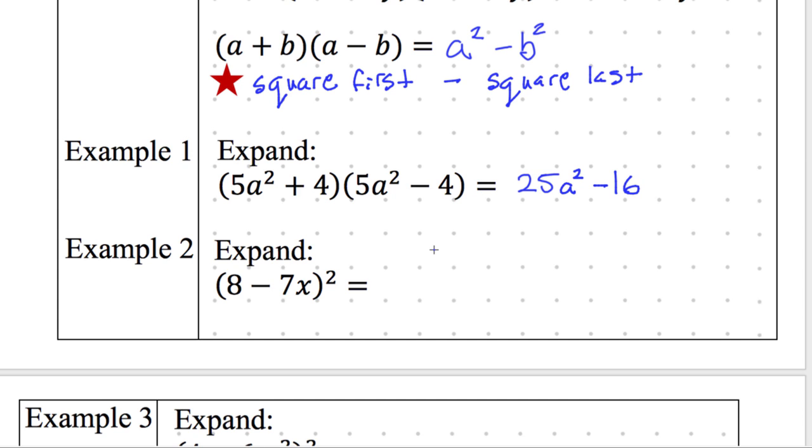Come on, example 2. James, yeah, go for it. 64 minus. Sorry. That's okay. You got the first term. Someone help him out. Minus 122. No. You do double the product. Yep. Andrea, you want to talk?